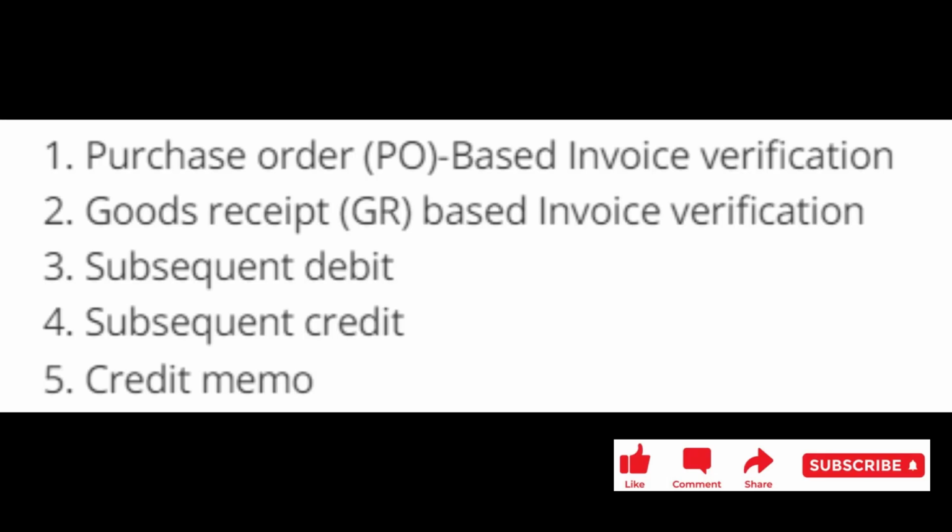In invoice verification, we have some different scenarios. The first one is the purchase order based invoice verification. Second is the GR based invoice verification. Third is a subsequent debit, and then we have subsequent credit and also the credit memo. Now let's discuss this in detail.